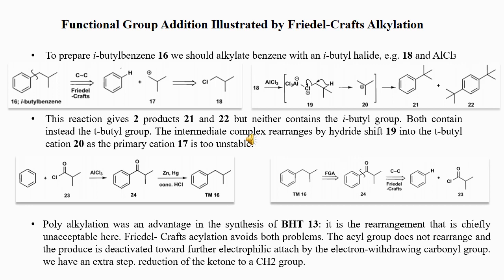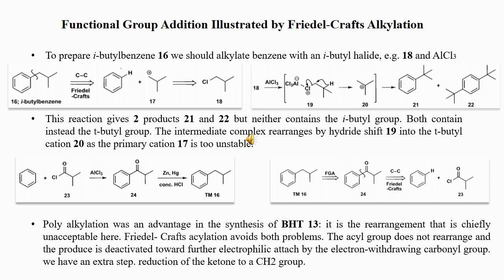It is the rearrangement that is chiefly unacceptable here. Polyalkylation is a disadvantage of this reaction basically. So Friedel-Crafts acylation avoids this problem. I used the word advantage, but it should actually be disadvantage. So polyalkylation is a disadvantage in the Friedel-Crafts alkylation. The acyl group does not rearrange and the product is deactivated toward further electrophilic attack by the electron-withdrawing carbonyl group. So the carbonyl group stops any further electrophilic attack. So it deactivates the ring.